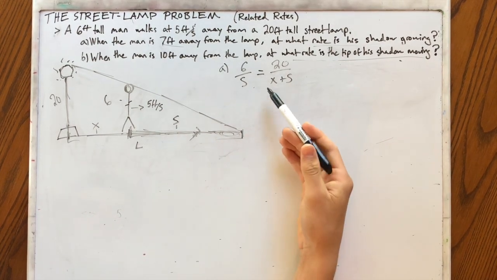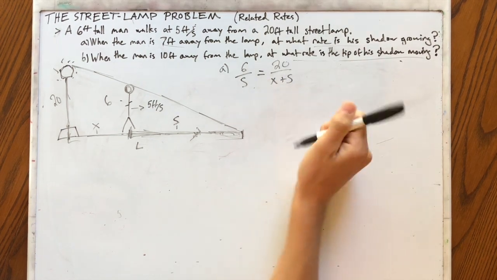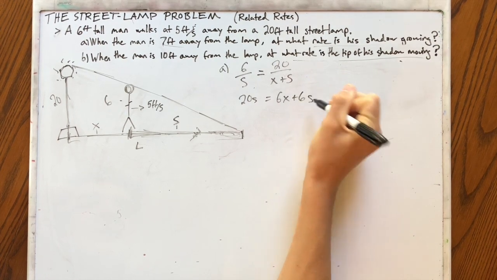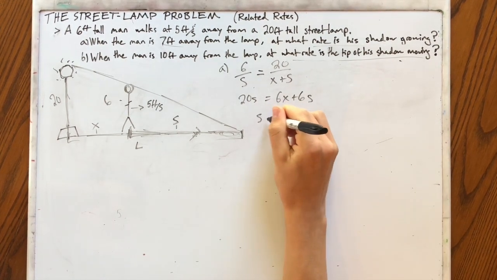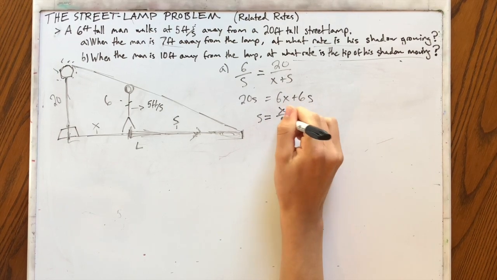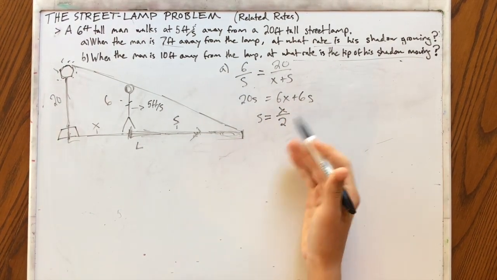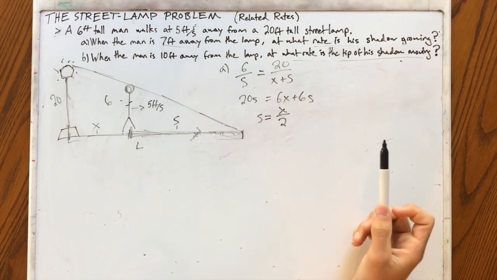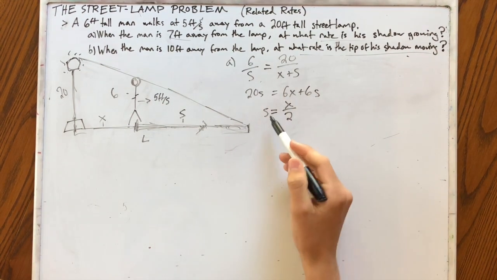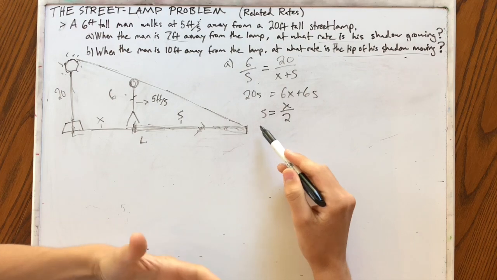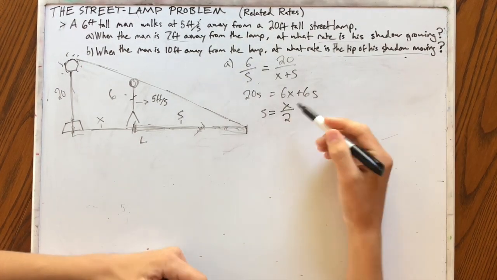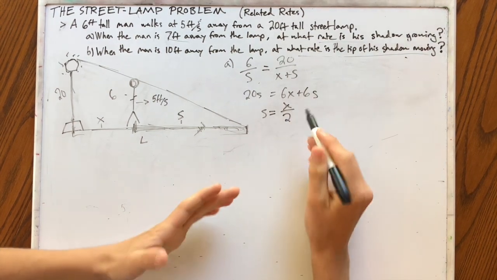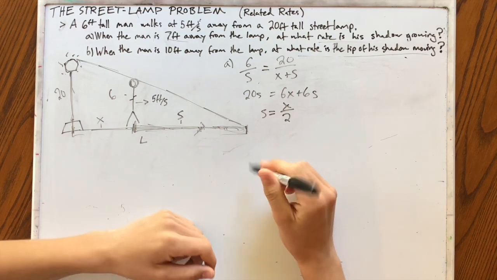Whenever we have a proportional ratio like this, we can just cross multiply. So we get 20S equals 6x plus 6S. We can do a little bit of math. I've done it like a million times, so I'm just going to skip through. S equals x over 2. So now we have an equation, and it doesn't seem like we're going to need the whole 7 feet away from the lamp. Let's just take the derivative of both sides, because that's what we're trying to find. We're trying to find the rate of change of S, and we know the rate of change of X. So we take it with respect to time, and remember, the X won't just disappear and become 1.